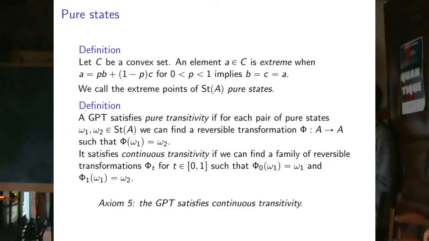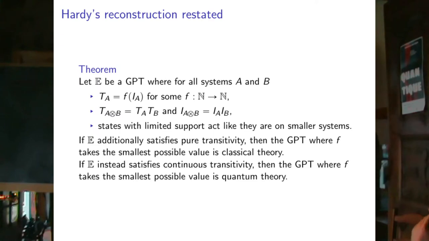Okay. And then axiom 5 says that the GPT satisfies continuous transitivity. So what does Hardy's reconstruction actually state in theorem form? It is that if we have a GPT where the tomographic dimension is a function of the informational dimension, and it has local tomography and this informational local tomography, and states with limited support act like they are in smaller systems, then if the GPT satisfies pure transitivity, the weaker form, a GPT where f takes the smallest possible value must be classical theory, while if it must satisfy continuous transitivity, then a GPT where f takes the smallest possible value is quantum theory.